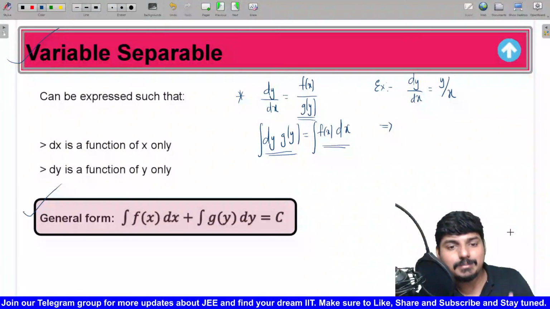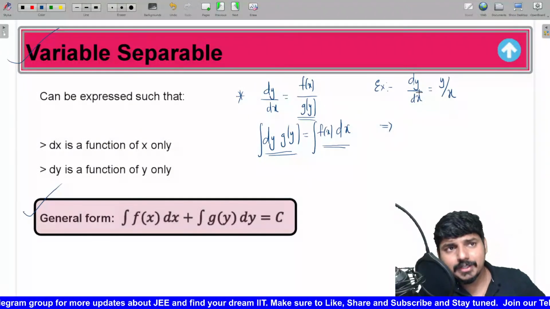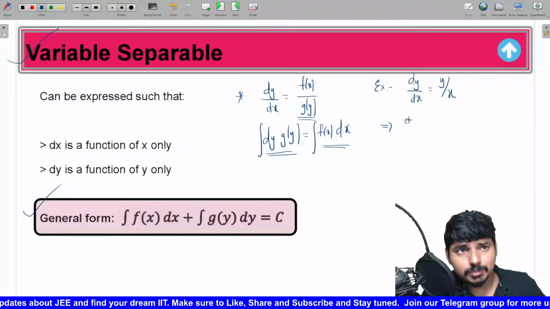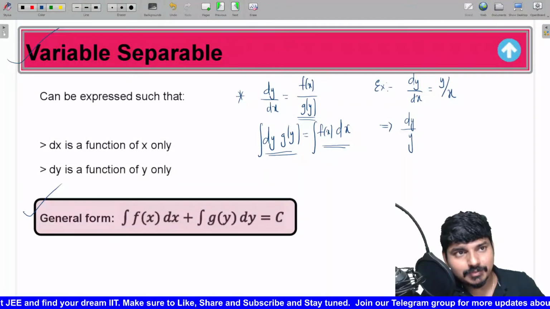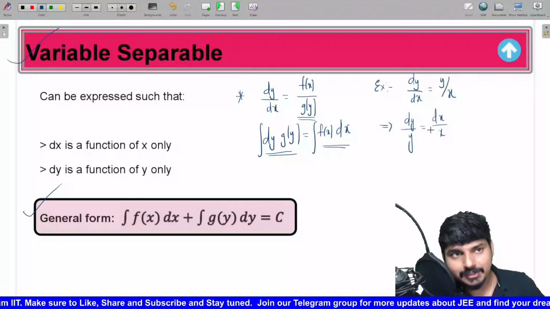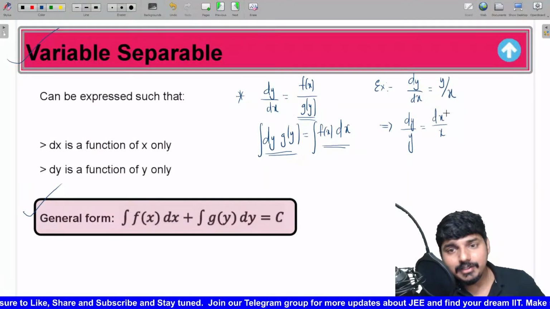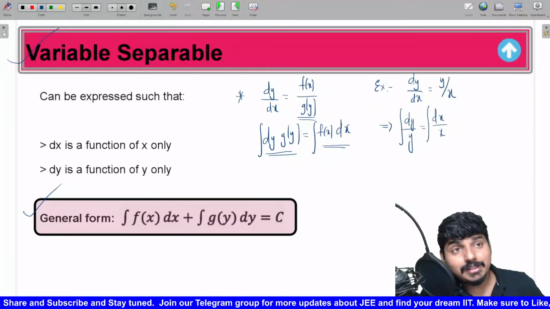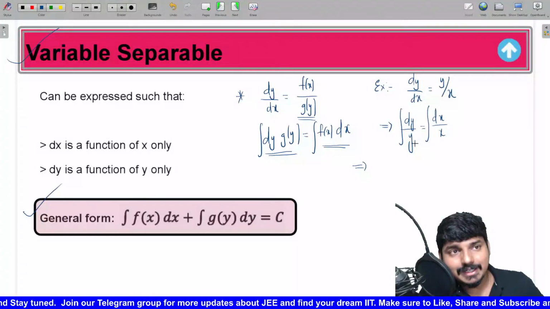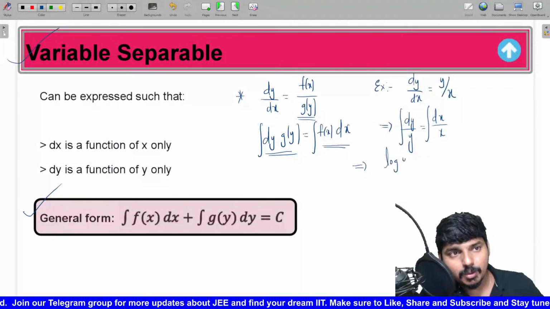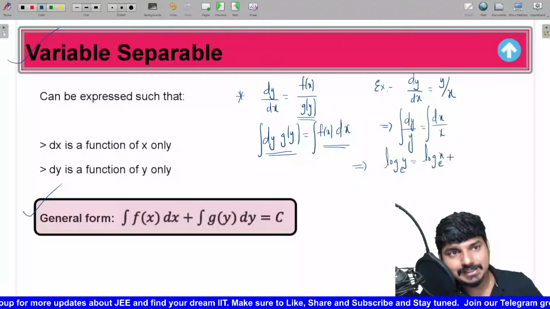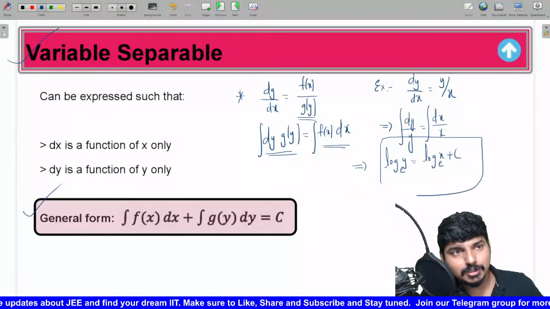So let us get back to the session once again. You see here, dy by dx is equal to y by x. To solve this differential equation, we can write dy by y is equal to dx by x. I'm writing the y term along with dy and the x term along with dx. After writing, let me integrate on both sides. Integration of dy by y is log y base e, and integration of dx by x is log x base e plus c. And this is going to be the solution, everyone.